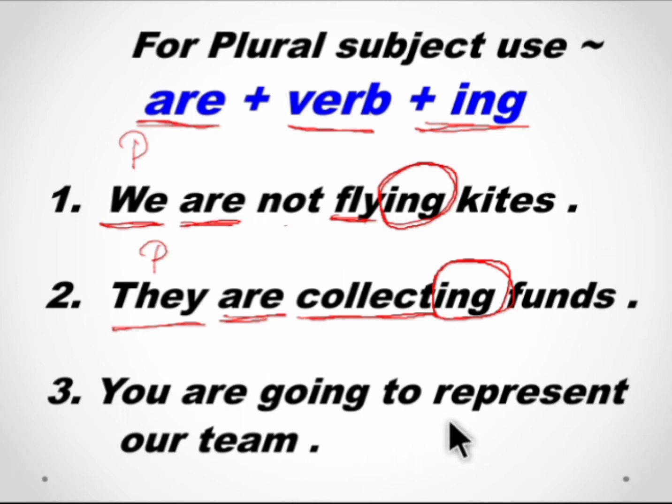You are going to represent our team. You is considered as a plural noun. It is plural, so we use are, and go is the verb, and we add ing to show the continuing action. So this is how verb plus ing is used along with the plural subject, that is are plus verb plus ing.